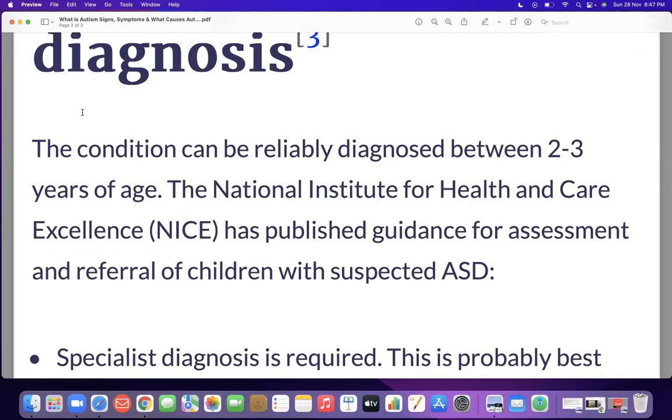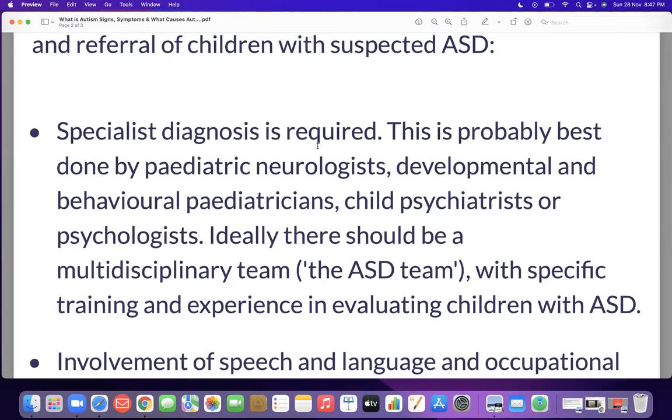Okay, now here specialist diagnosis is required. This is probably best done by pediatric neurologist, developmental and behavioral pediatricians, child psychiatrist and psychologist. Ideally, there should be a multidisciplinary team, the ASD team, with specific training and experience in evaluating ASD. So this is the ASD team he has mentioned: the pediatric neurologist, behavioral pediatricians, child psychiatrists, and psychologists.